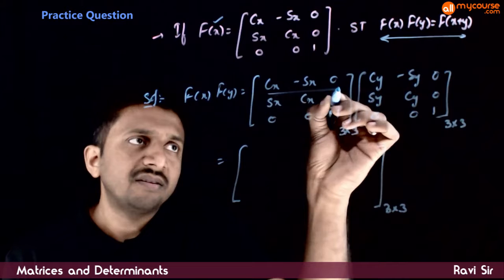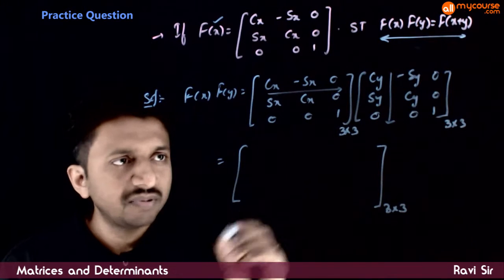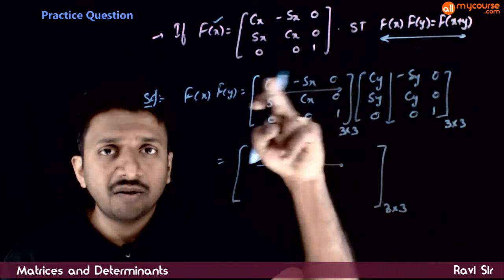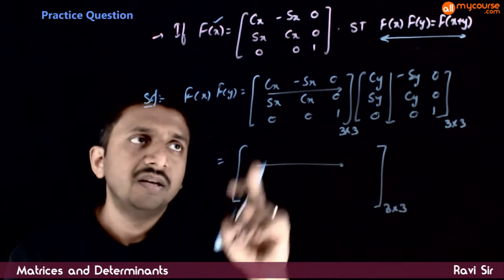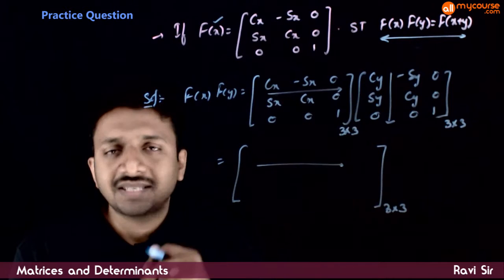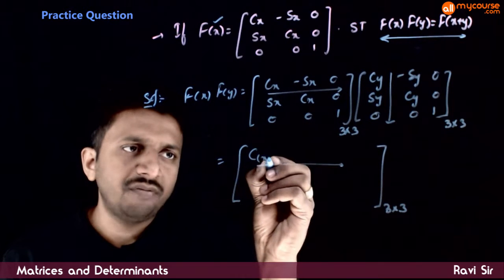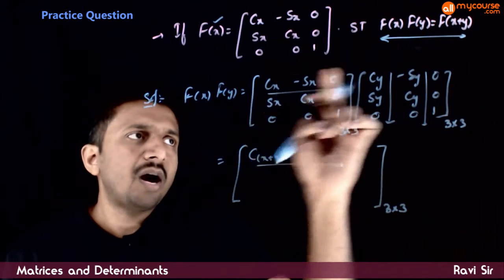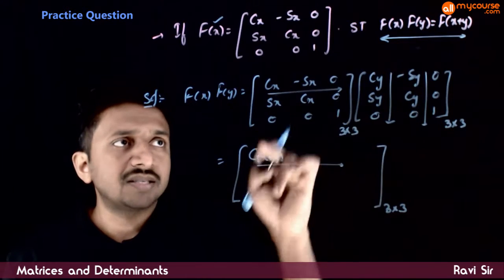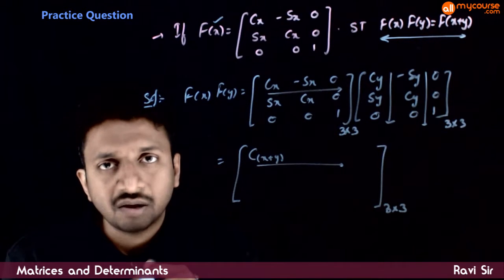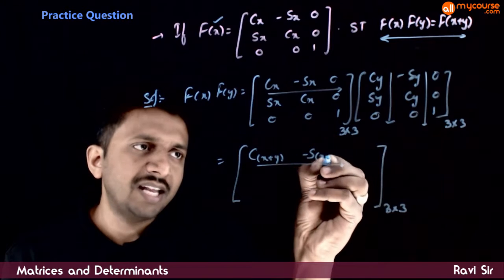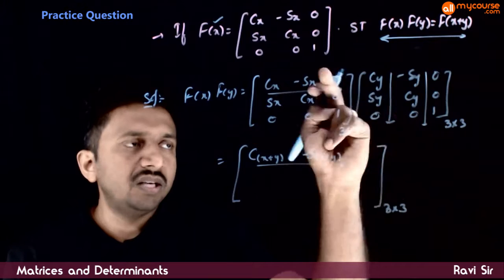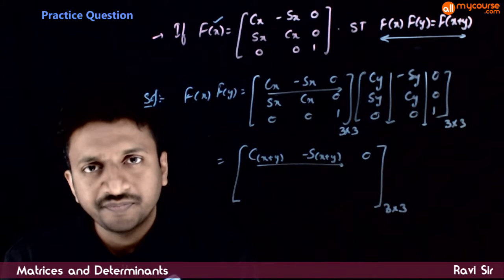the elements are first row times first column. So the first row gives first row times first column, first row times second column, first row times third column. So cos x cos y minus sin x sin y, nothing but cos of x plus y. First row into second column, cos x times minus sin y minus sin x cos y is minus of sin of x plus y. First row into third column, 0 plus 0 plus 0. So you get 0 here.